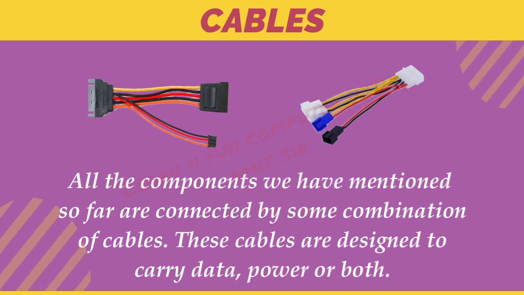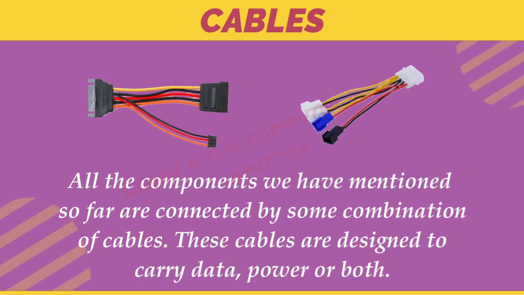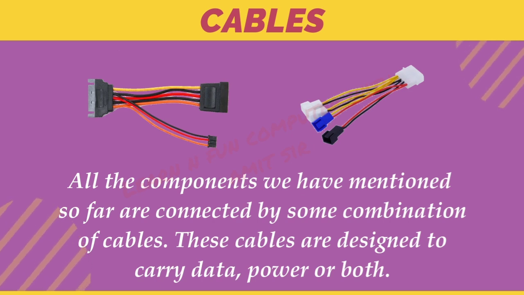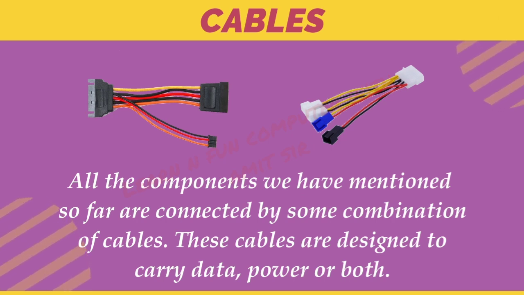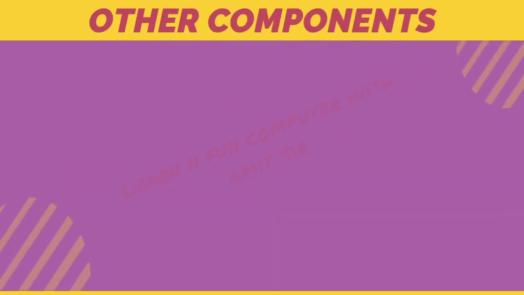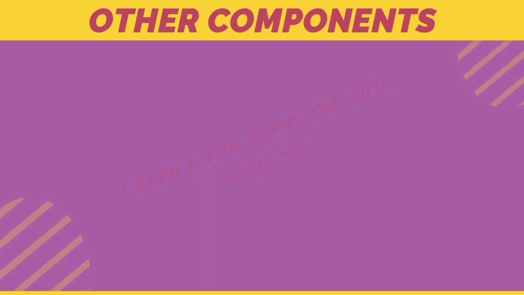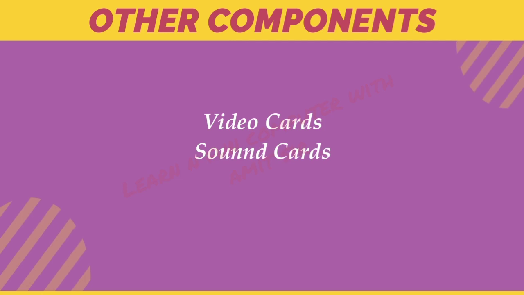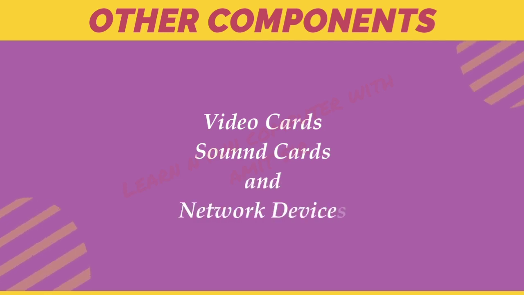The next internal parts are cables. All the components that we have mentioned so far are connected by some combinations of cables. These cables are designed to carry data, power, or both. The other components that you might find inside the CPU box are video cards, sound cards, and network devices.